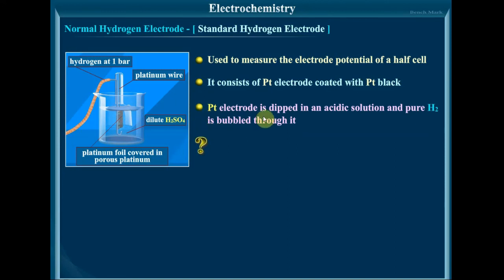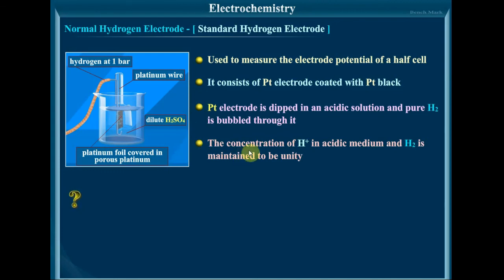A platinum electrode is dipped in an acidic solution and hydrogen is bubbled, under the conditions I mentioned earlier. There is 1 molar H plus ions taken. The concentration of H plus ions is maintained at unity, and H2 is passed through at 1 bar pressure.